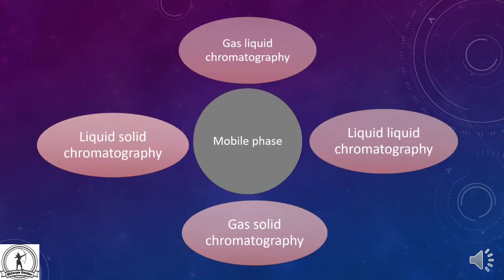So, the mobile phase used is liquid or gas. If it is a liquid mobile phase and solid stationary phase, it is called liquid solid chromatography. If it is a liquid mobile phase and liquid stationary phase, remember, liquid stationary phase means liquid coated on solid, it is called liquid liquid chromatography. If there is a gas mobile phase and liquid stationary phase, it is called gas liquid chromatography. And whenever it is gas as a mobile phase and solid as a stationary phase, it is called gas solid chromatography.